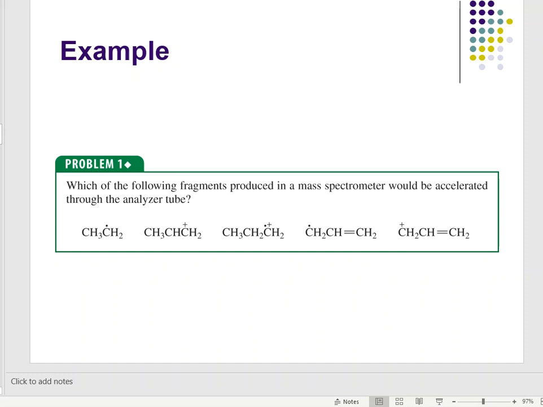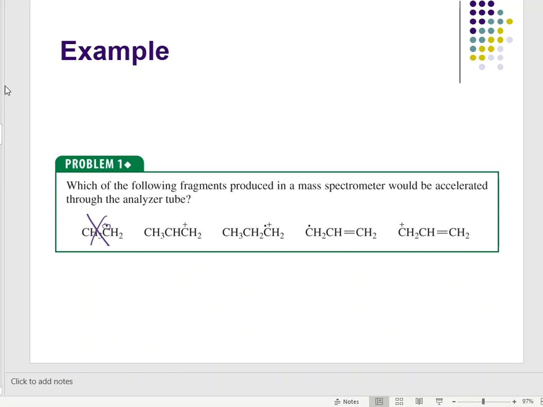If we take a look at this question, it's giving me all of these pieces of a molecule, or fragments. Who knows where they come from? It doesn't really matter. But I want to know which one of these fragments would be accelerated. Some of these are going to be very easy. If I take a look at this first one, it has no positive charge on it, right? It's got this dot. That dot represents an electron. That electron is negative, but that's it. So this will definitely not go through the mass spectrometer. It's just not going to happen.